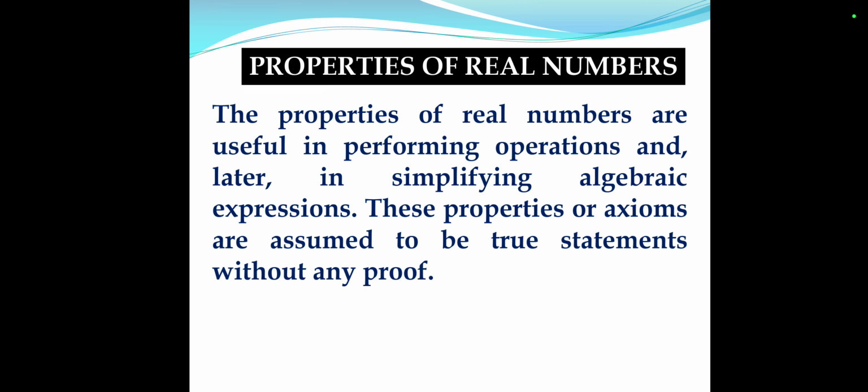Okay, so in simplifying algebraic expressions, these properties are assumed to be true statements without any proof. So even without a proof, it is already obvious that this is correct. So that is the meaning of properties. Okay? So let A, B, and C be real numbers. That means let's assume that A, B, and C are real numbers.